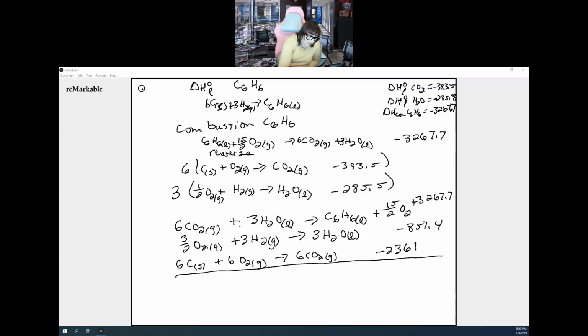Okay, now let's see what happens if I try and add all this. I have 6 CO2 here and 6 CO2 there, so that's going to cancel. I have 3 H2O here and 3 H2O there, so that's going to cancel. And I have a problem. Something's unbalanced. So what did I do?